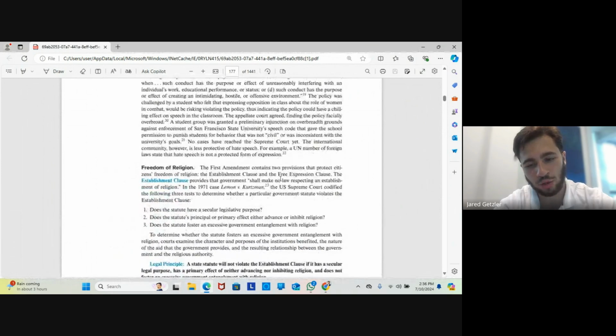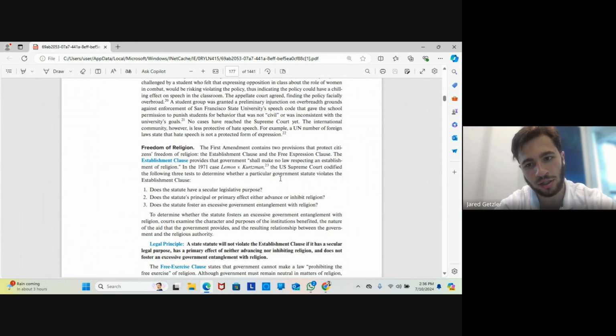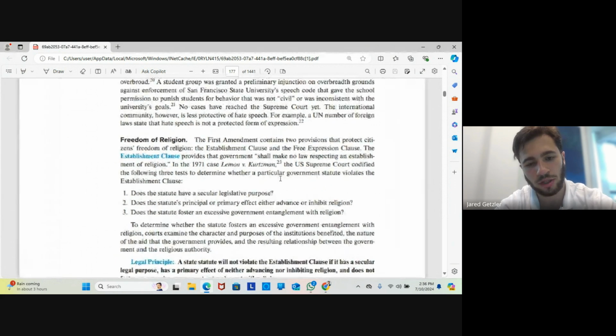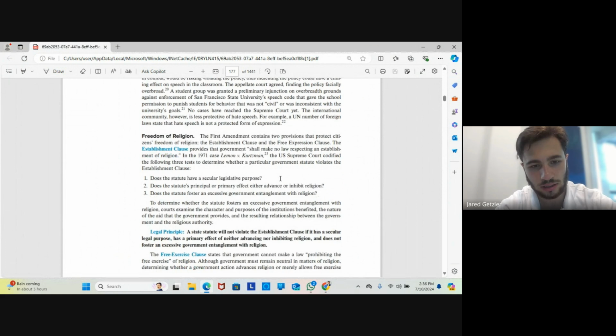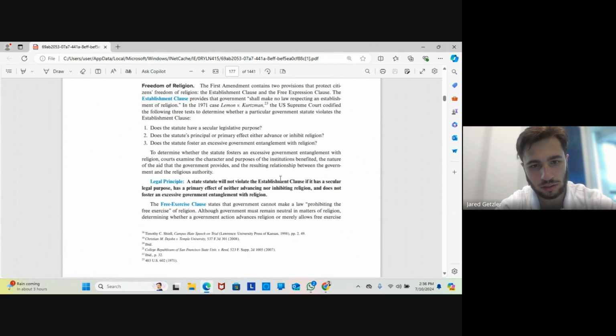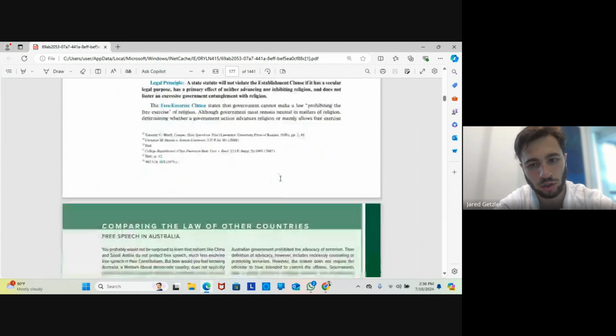Let's get into the establishment clause. So all the establishment clause means is that the government cannot make a law respecting an establishment of religion. So the United States government cannot create a religion in a law. That's all the establishment clause is. So we also have the free exercise clause related to religion. All this means is that the government cannot pass a law stating that this religion cannot be practiced. So the government can't pass a law banning Judaism or banning Islam, right? Because the government has to remain neutral in matters of religion, regardless of what happens.